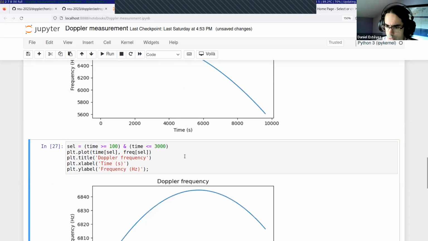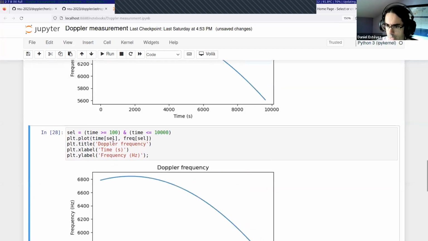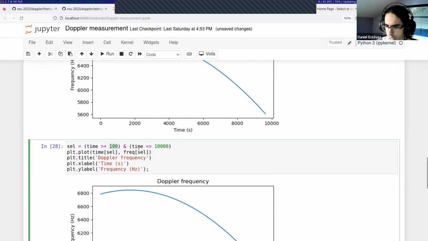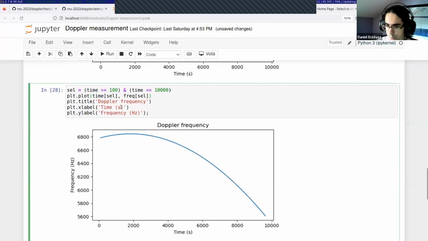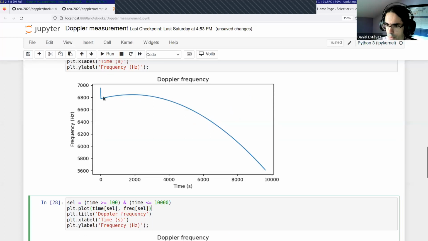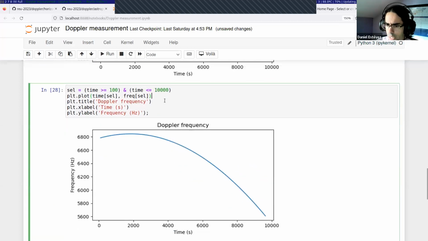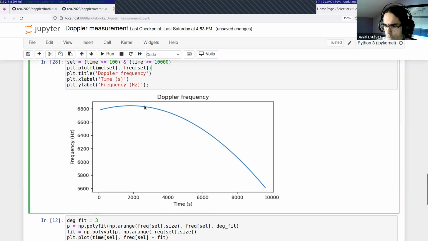So what we can do is to take a time selection. I want to avoid the beginning because we have this part in which the PLL hasn't locked yet, but I can start at 100 seconds and then continue until 10,000 seconds, which is past the end, sorry. And then this is the Doppler frequency. This is basically just the same plot minus the first 100 seconds. And then what I can do is, this looks very much like a smooth curve, like a polynomial.